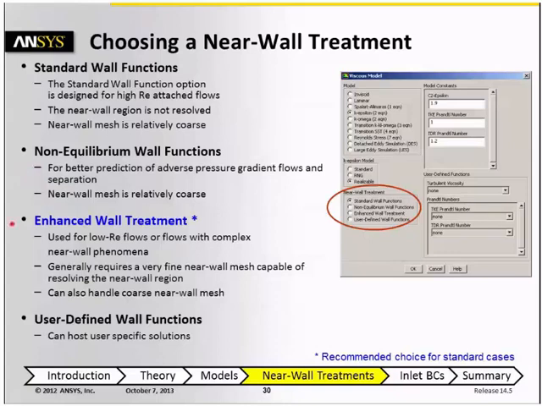The recommended choice for either the K-epsilon or the Reynolds stress models is enhanced wall treatment, which we saw in the slide just before this. Enhanced wall treatment can be used for low Reynolds number flows or flows where anything interesting is happening close to the boundaries such as heat transfer or flow separation. And so generally this requires a very fine near wall mesh that can resolve the viscous sublayer. But we did see on the slide that this can also handle coarse near wall meshes and behave in a wall function kind of mode if the mesh is coarser. So for this reason, the enhanced wall treatment is the recommended choice.